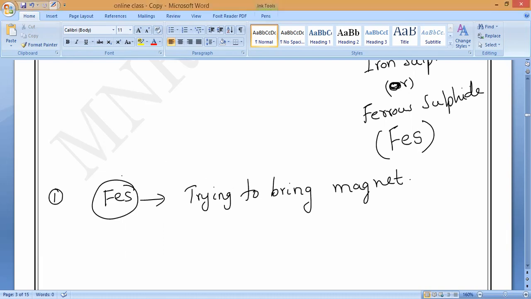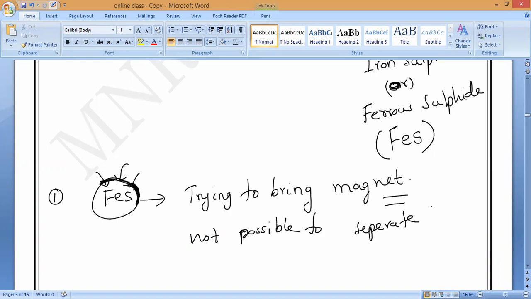Chemically bonded. So when chemically bonded, does iron keep its properties? No. New properties are attained. Do you understand? New properties. Now iron has lost its properties, and sulfur also lost its properties. Both cannot be separated with the help of a magnet, because iron has already lost its properties and gained new properties when in the chemically combined state. So it is not possible to separate iron with a magnet.